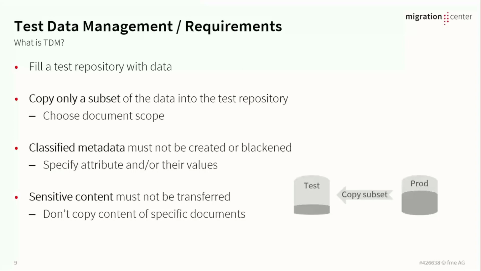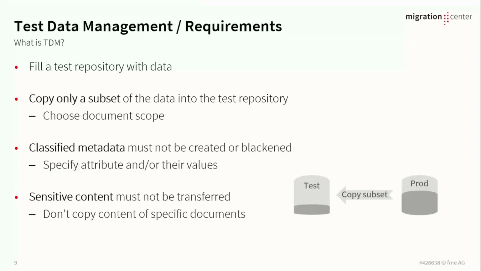So you only copy a subset, and we need the ability to choose a document scope, to choose specific documents or document ranges, or document types, whatever it is in the corresponding system, and only copy or migrate these into the test system.